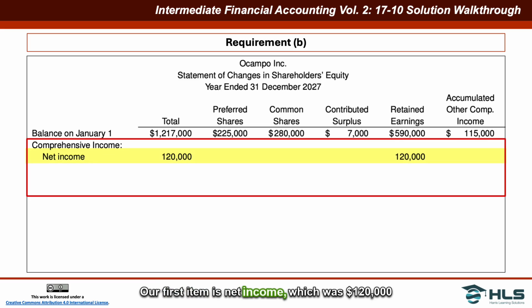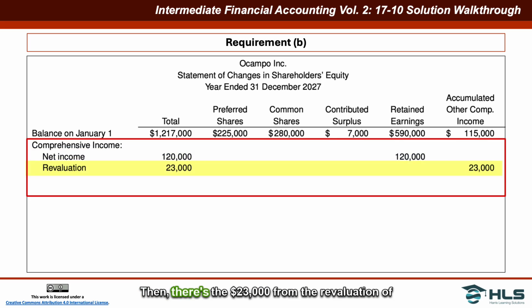Our first item is net income, which was $120,000 provided in the instruction. So that's going to go in the retained earnings column and in the total column. Then there's $23,000 from the revaluation of property, plant, and equipment. So we're going to add that to the accumulated OCI column and then include it in the total column.